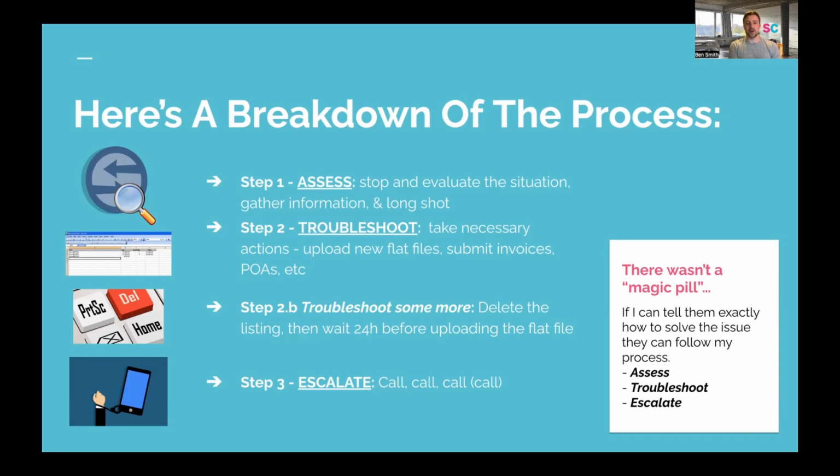Now, why am I presenting all this, right? This might not seem like anything that's earth-shattering or groundbreaking, but what I like to call out, and why I say this is an important thing, is that there is no magic pill here. Our ethos is that if we can be the ones that tell Amazon how to solve the issue and then give them the paper trail to show them what we've already done, it's going to speed up the entire process. So by doing this process where we assess, then troubleshoot, and finally escalate, we can actually turn the entire issue resolution process on its head.